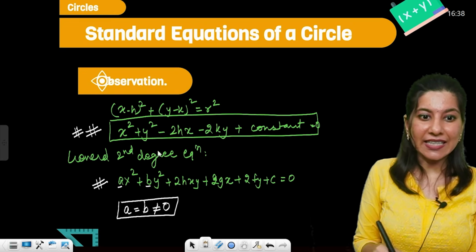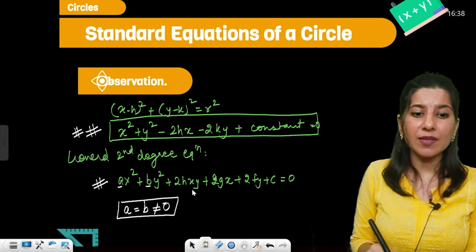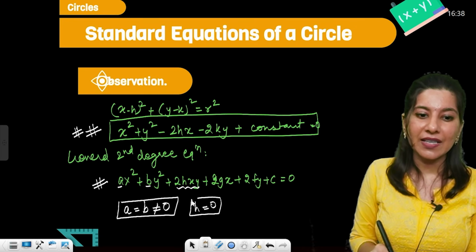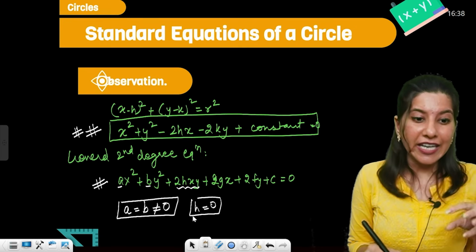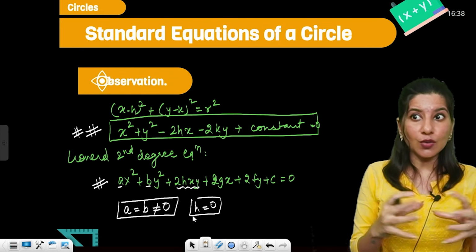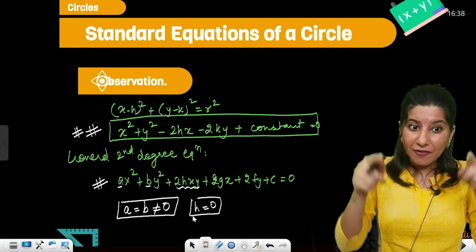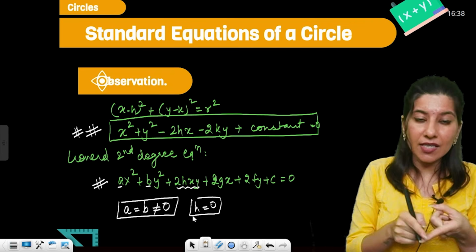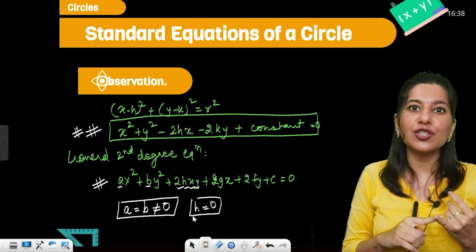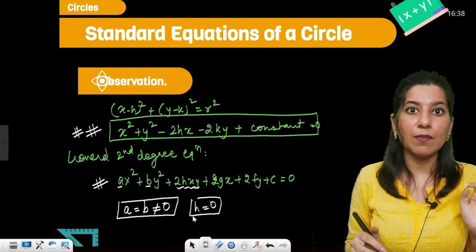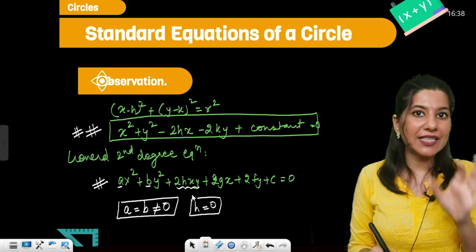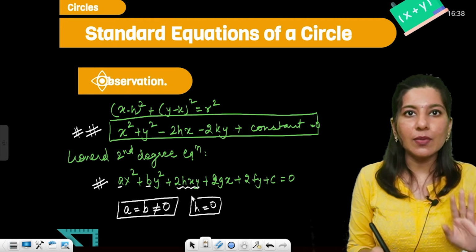First thing. Second thing is the xy term is not there, absent. So h should be 0. That's it. So now, if you are given a general second degree equation and you need to identify the condition of this second degree equation representing the circle, very simple. Number 1 point: coefficient of x square is equal to coefficient of y square, but it cannot be 0. And your h, which is coefficient of xy, should be 0. That's it. Then it will represent a circle.